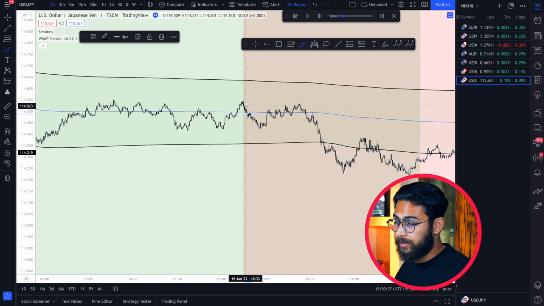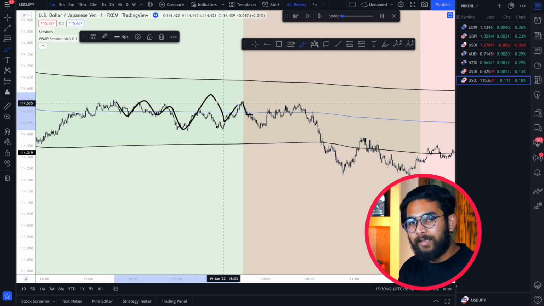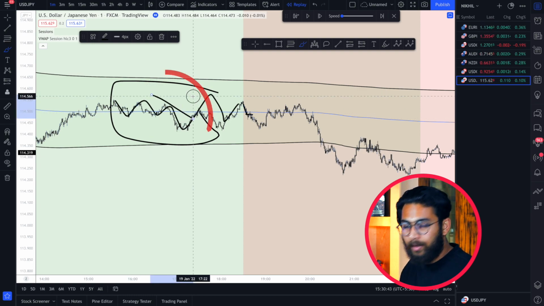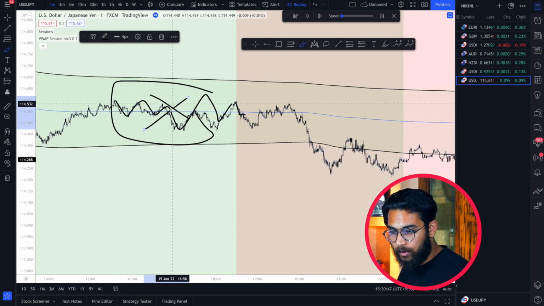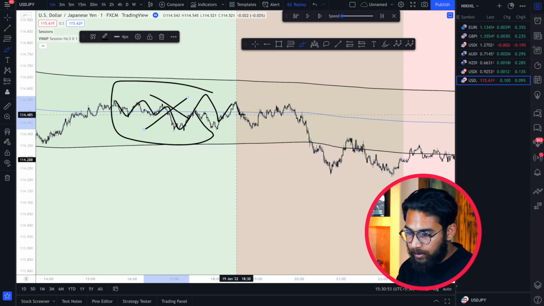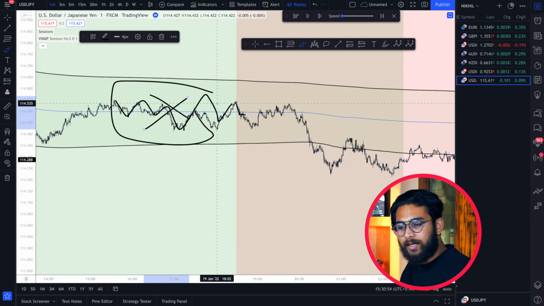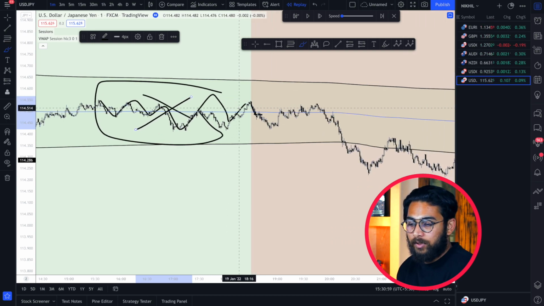Just before the overlap session started, the price touched the middle line a couple of times, and this is what we need to avoid. While I was backtesting the strategy, I found that when the price hovers around the middle VWAP line just before the overlap session begins, the trades that we get from this strategy often fail. So that's why I added this rule to the strategy.